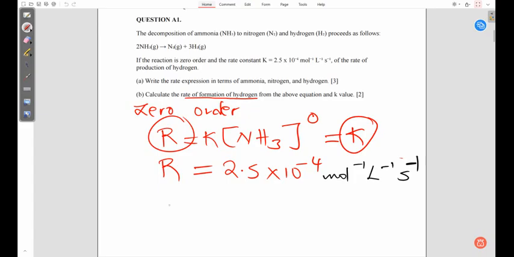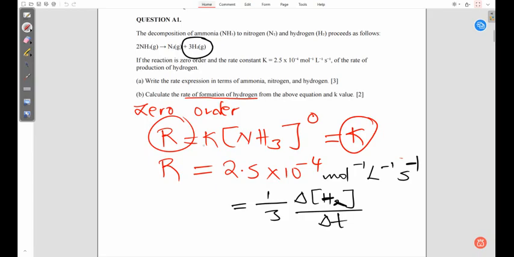So we said it was 1 over 3, right? So 1 over 3 delta, that is the change in concentration of hydrogen, divided by the time that took. Now the first part, this rate that we've written in the first place, is in terms of ammonia. So for ammonia, what did we say? For ammonia, the rate expression is negative 1 over 2 change in its concentration divided by the change in time.